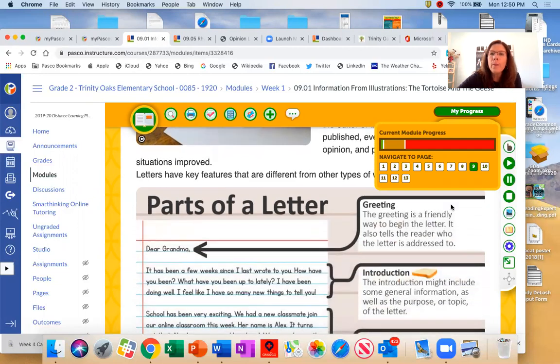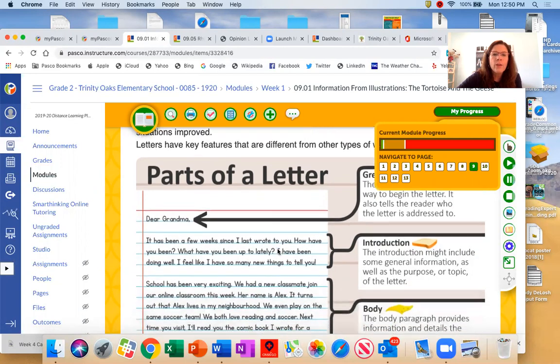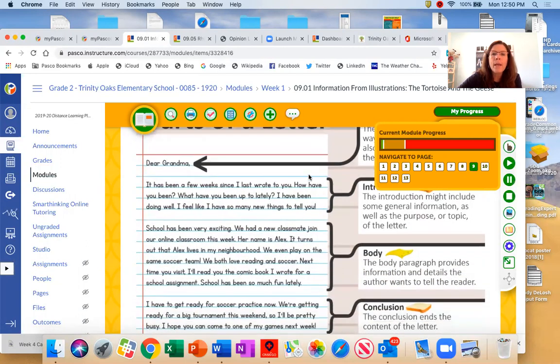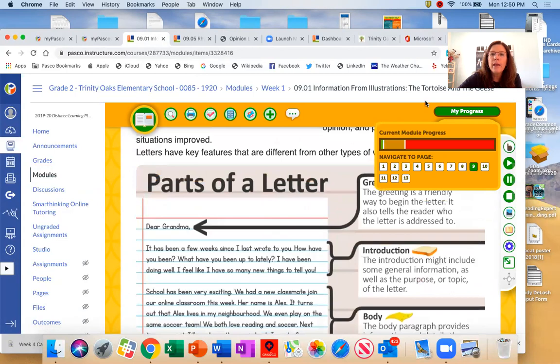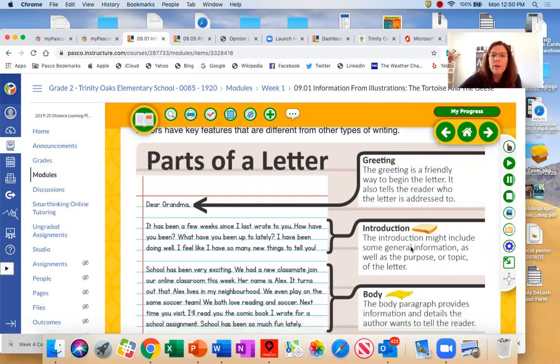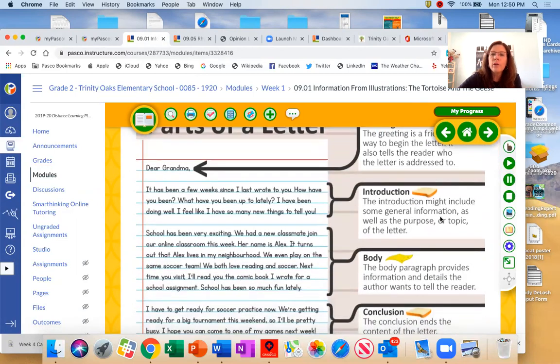So if you're looking on page 9 of week 1, we talk about the greeting. This is a way to begin your letter. Dear Grandma, dear Mom. And then you have an introduction paragraph. And in that introduction paragraph, you might want to include some general information as well as the purpose or topic of the letter.